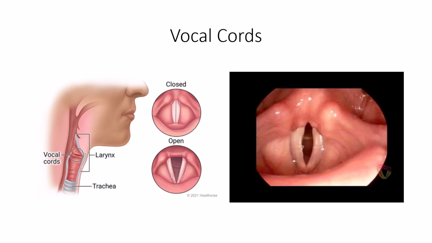Now you can see two small pictures in the middle. One shows the vocal cords when they are closed, and the other shows the vocal cords when they are open. And in the bigger picture too, you can see your vocal cords are open.